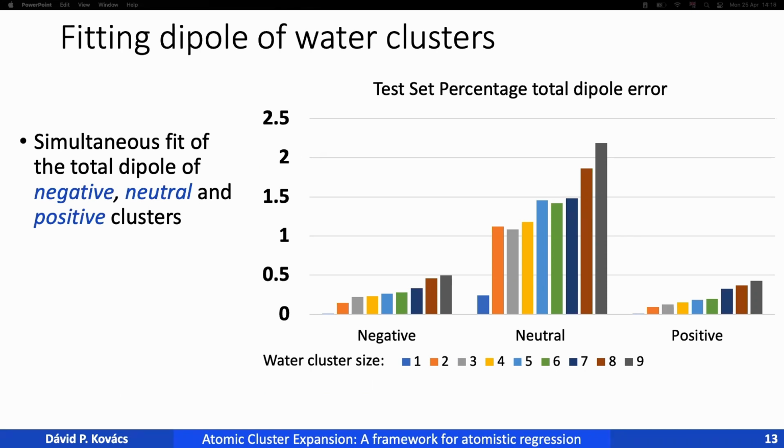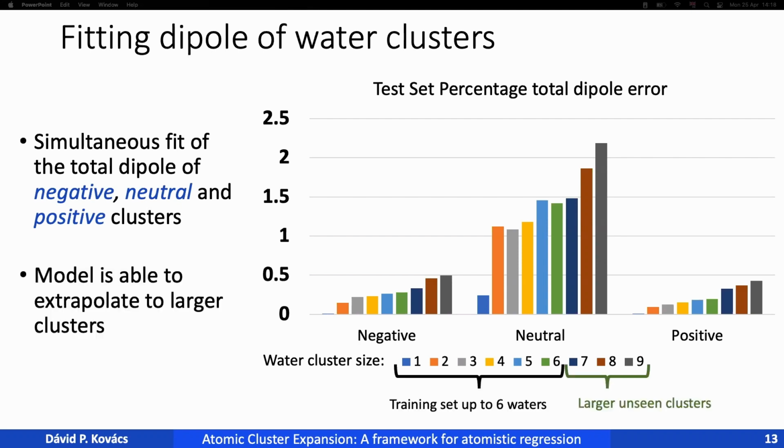So what we get is really, these are percentage errors. The negative and positive water clusters have a percentage dipole error below 0.5%. And the neutral clusters have a larger percentage error, but they have a much smaller dipole. So in absolute dipole error terms, these are all kind of micro-debye errors. And it's also interesting to note that we only trained the model on up to 6 water clusters, and we evaluated it on larger ones as well.